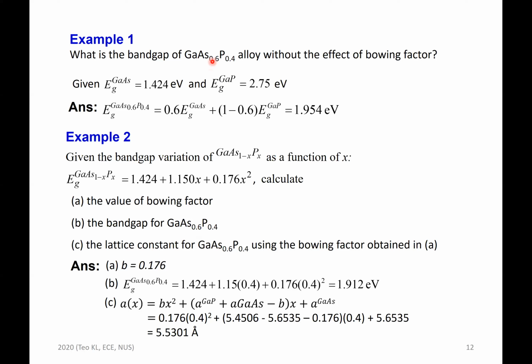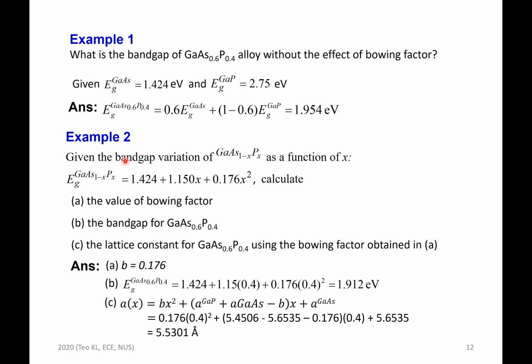The arsenic is 60%. So gallium arsenide will be 0.6 times the band gap of gallium arsenide plus phosphorus 40%, or phosphorus replacing arsenic with 40% of the phosphorus. So gallium phosphide, 1 minus x, is actually 0.4 times the band gap of gallium phosphide. That gives you the band gap of the alloy at 1.954 eV.